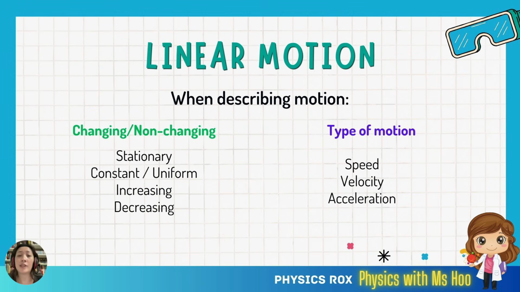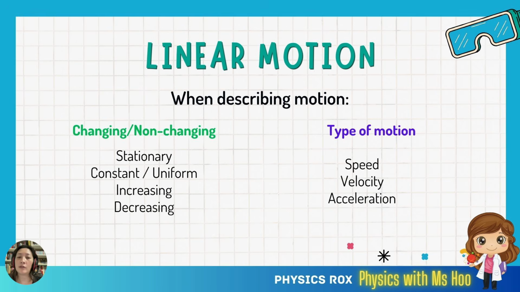So for now, just to complete this lesson, when it comes to linear motion, sometimes you could be asked to describe the motion. When describing motion, typically you should have two different words. One would indicate whether the value is changing or non-changing, and also the type of motion. The exception in this case is if the object is stationary, because if it's stationary, it's at rest, it's not moving, there is no need to describe the motion because it's not moving.